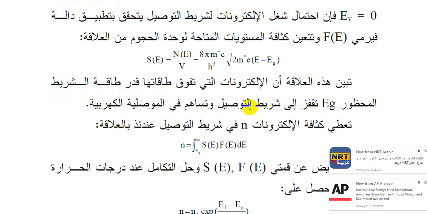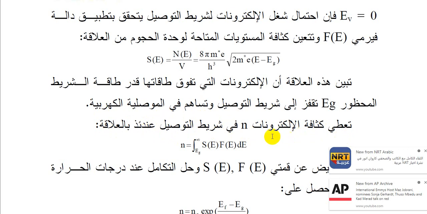They jump to the conduction band, يعني تقفز إلى شريط التوصيل, and can contribute to the electrical conductivity, causing the flow. The electron density N in the conduction band is then given by the relationship.